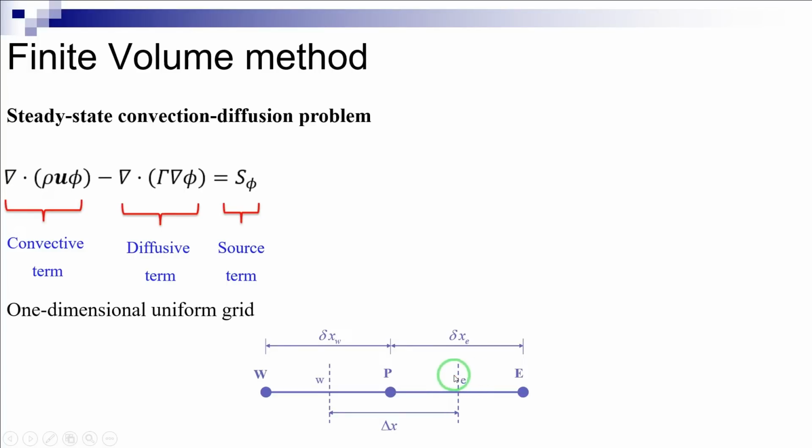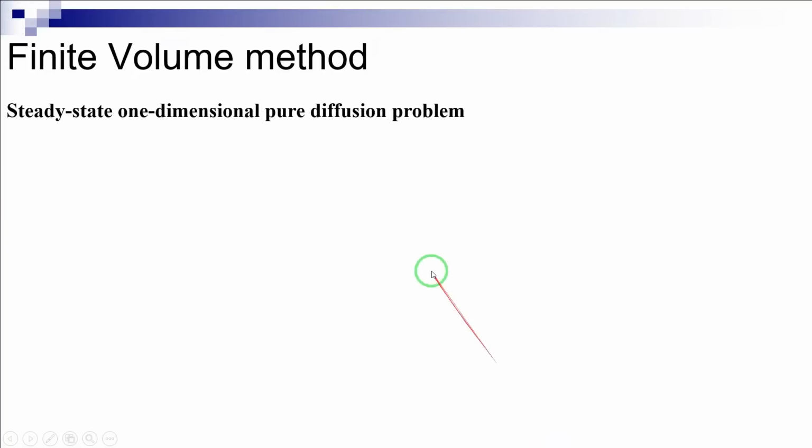The distances between the nodes W and P and between the nodes P and E are identified by delta XW and delta XE respectively. Similarly, the distance between face W and face E is denoted by delta X. Steady-state one-dimensional pure diffusion problem.